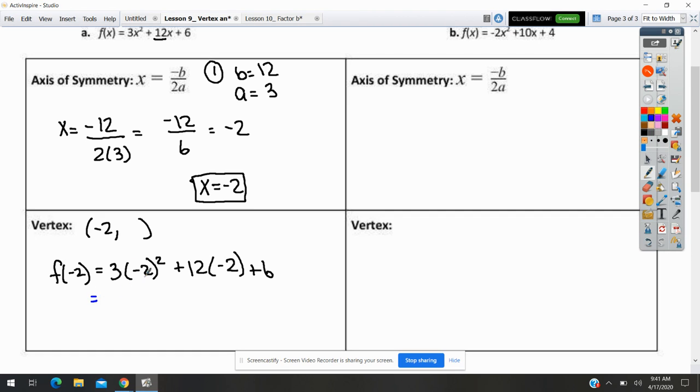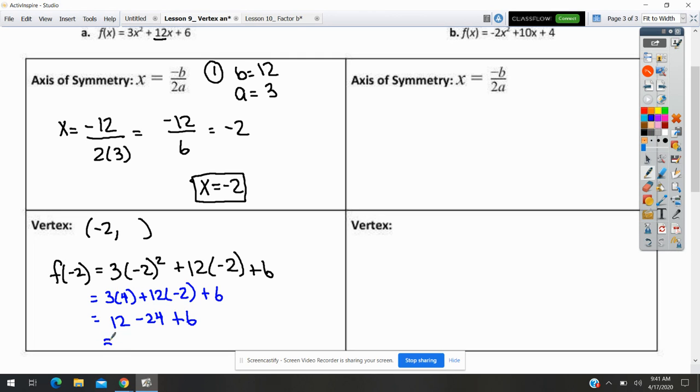Okay, so first we have exponents, so negative 2 squared. Make sure if you're using the calculator, you include the negative 2 in parentheses. So that's going to be positive 4, so it's going to be 3 times 4 plus 12 times negative 2 plus 6. 3 times 4 is 12. 12 times negative 2 is negative 24 plus 6.